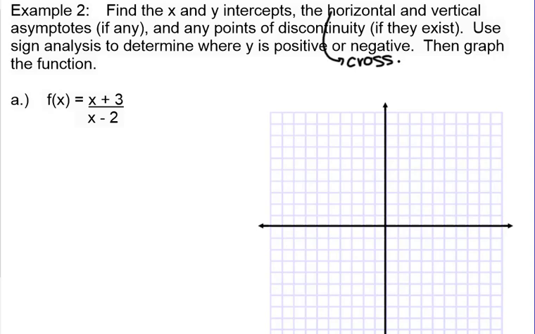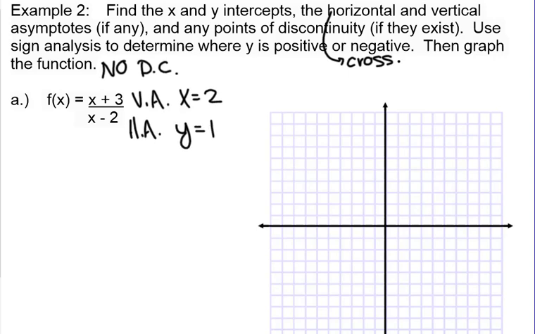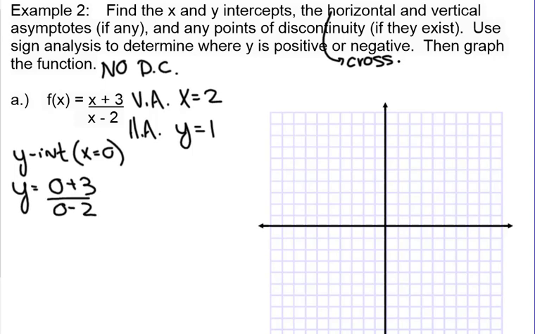Okay, so our first step, we're going to check for discontinuities. In this case, there are no common factors, so no holes, no points of discontinuity. Vertical asymptotes happen where our denominator goes to 0, so this would be at x is equal to 2. Our horizontal asymptote, because we have equal powers, happens at our leading coefficient, at y is equal to 1. Our y-intercept, remember, happens where x is equal to 0. So y is equal to 0 plus 3 over 0 subtract 2. y is equal to negative 3 over 2.